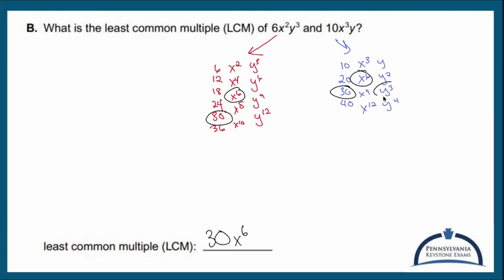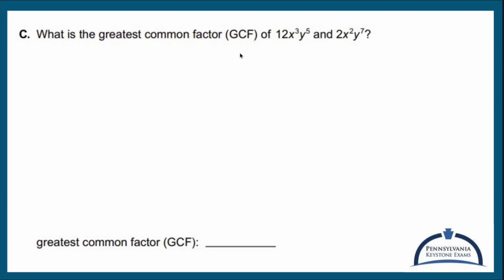So y to the 3rd, y to the 3rd, yup, y to the 3rd. Tricky stuff. Least common multiple: list out all of your multiples and then circle the smallest of them all, because that's what least common multiple means. Now we're at greatest common factor.